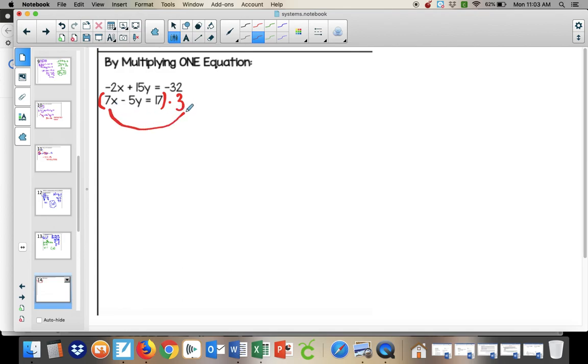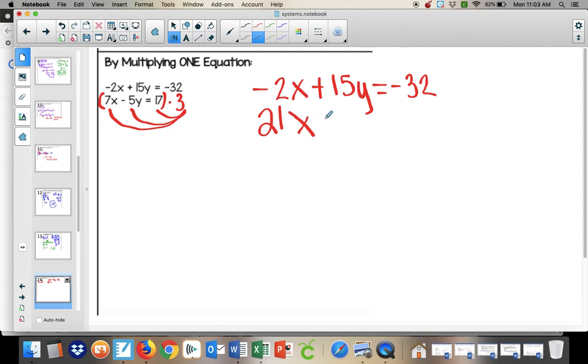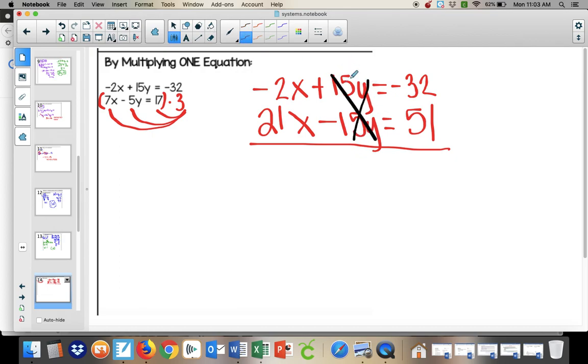Because watch what happens. If I multiply each piece, I still have negative 2x plus 15y is negative 32 on top. And then when I multiply this out, I get 21x take away 15y. Well, what do you notice about the y's? Can we eliminate these? Yes. And then equals 51. So I can eliminate my y's because 15 take away 15 is 0.